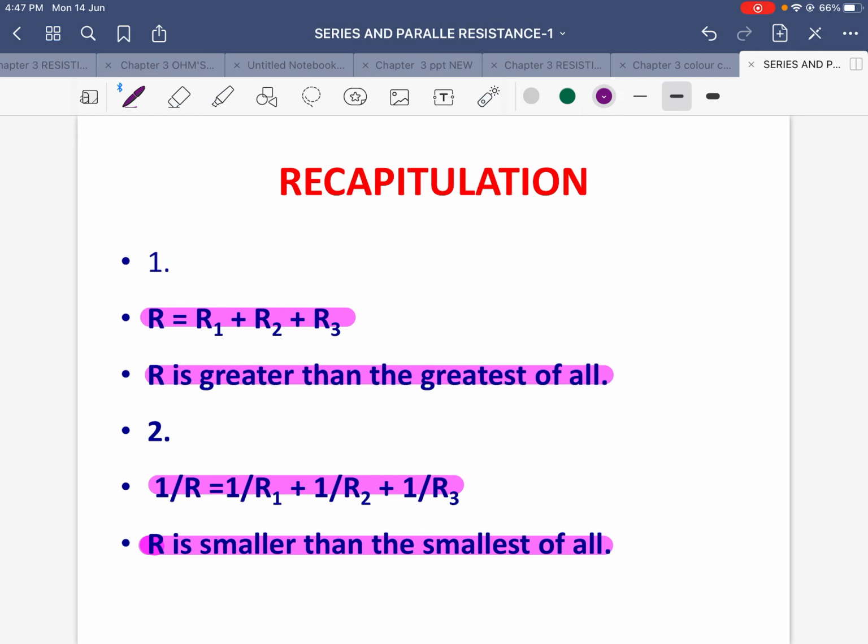And the second point is, if resistances are connected in series, then the current through each resistor will remain the same. If resistors are connected in parallel, then the potential will remain the same.